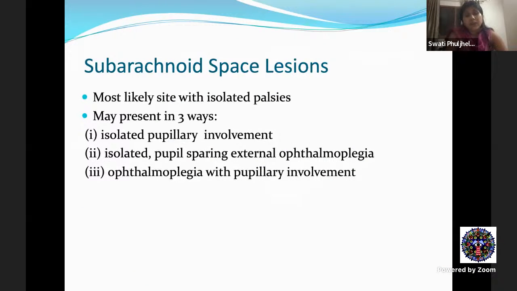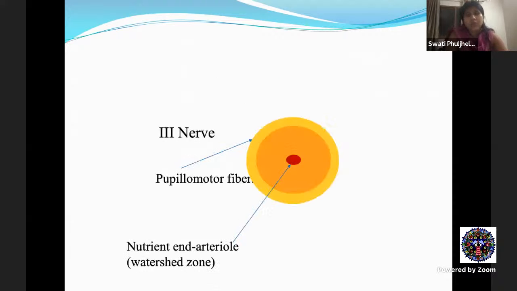So at the subarachnoid space, most likely it may be an isolated palsy, and it may present in three ways. Particularly, there may be isolated pupil involvement, isolated pupil sparing with ophthalmoplegia, and ophthalmoplegia with pupillary involvement. All of these have their own significance. So before we understand the significance of each of them, it's important to understand the basic structure of the third nerve.